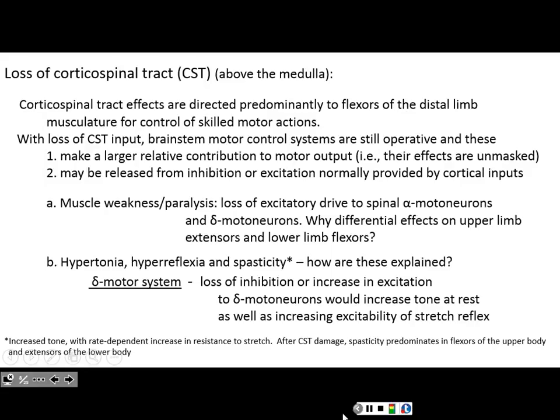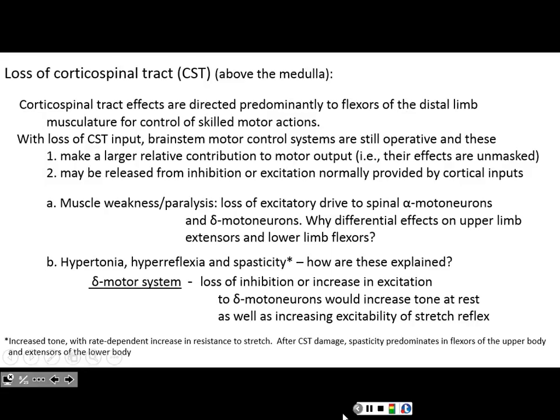Did you also get hypertonia, hyperreflexia, and spasticity? Before I leave this muscle weakness thing, a very big point was made that you have differential effects, right? You get hyperactivity in the flexors of the upper body, hyperactivity in the extensors of the lower body. And I just told you that most of what the corticospinal tract does is to the flexors. So you would imagine if you removed excitatory input to the flexors, that your extensors would become more dominant, right? So the lower part of the body makes sense. Take out excitation to flexors, you get more excitation, hyperexcitation, relatively speaking, of the extensors.